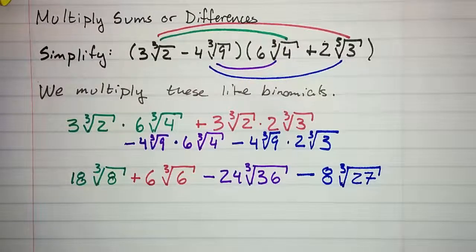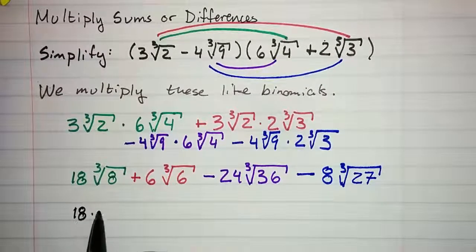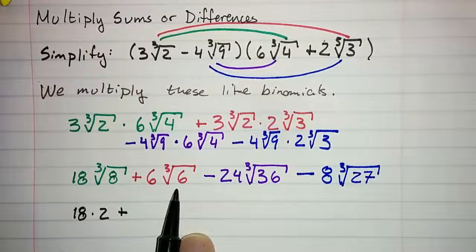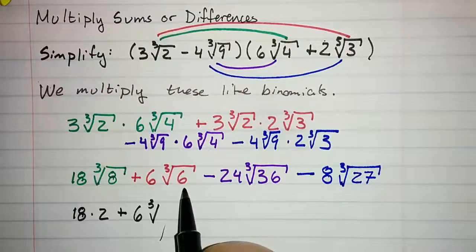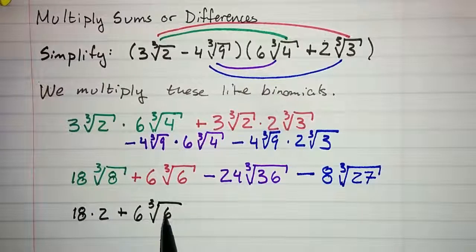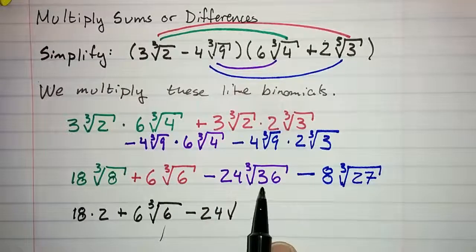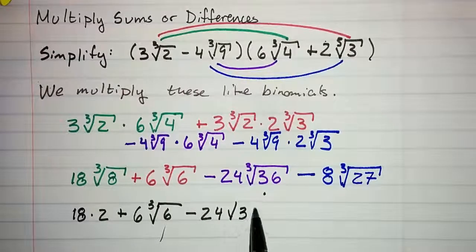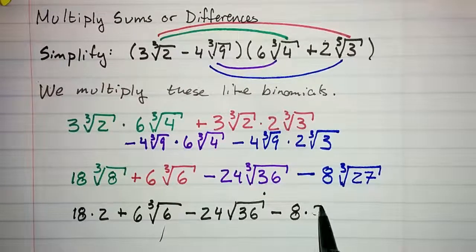Am I done? I'm not done. I've got to simplify my radicals. Cube root 8, though, that's easy, right? 18 times 2. Plus 6 is 2 times 6. That hasn't got any perfect cube factors. 6 is 2 times 3. That hasn't got any perfect cube factors. 36, 2 squared times 3 squared gave me 36. That hasn't got any perfect cube factors. Cube root 27, oh, that's a nice number. That's just 3.